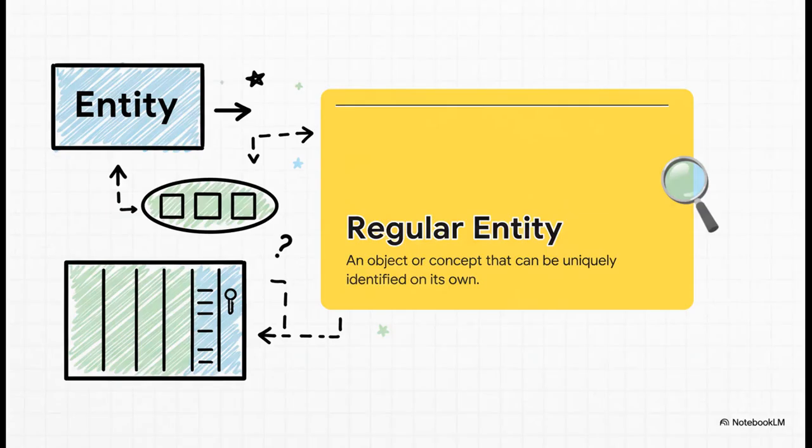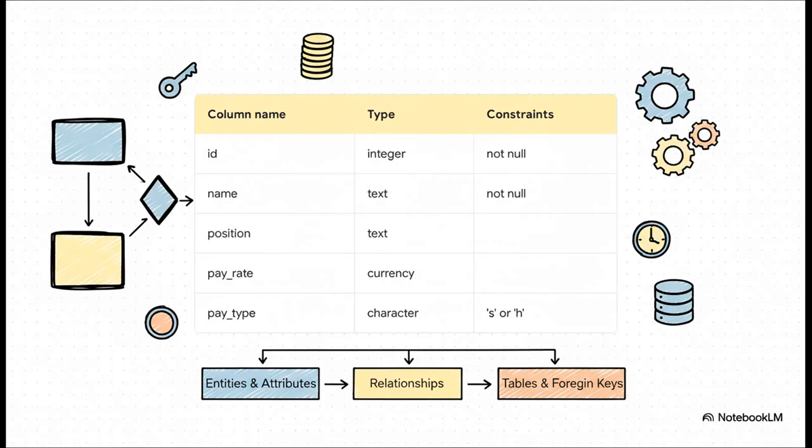Now, most of these entities are going to be what we call regular or strong entities. These are the concepts that can stand on their own two feet. A great example is an employee. They have some piece of information like an employee ID that makes each one of them unique. And here's what that looks like in the real world. Our employee entity becomes the employee table. Each one of its attributes, like name, position, pay rate, turns into a column. And that unique identifier we just mentioned, the ID, that becomes the table's primary key, which makes sure that we never mix up two different employees.